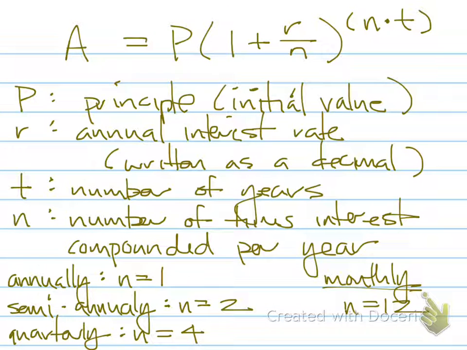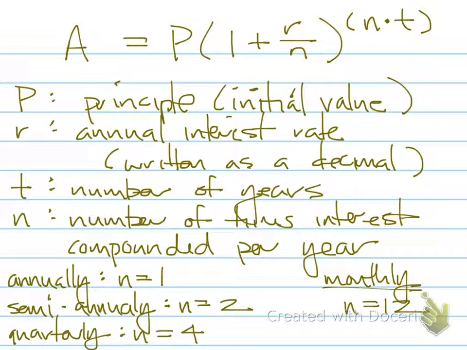The formula that we use to determine compounding interest is A equals P times the quantity 1 plus R over N, all of that to the N times T power, where P is the principal or the amount that's invested, R is the rate of return annually, it's always written as a decimal, T is the number of years, and then N is the number of times the interest is compounded per year.